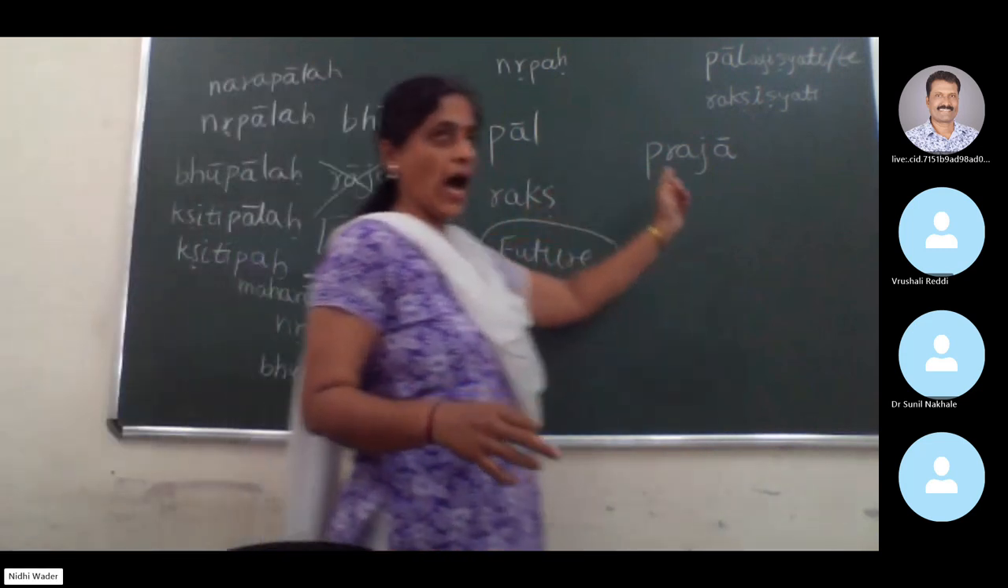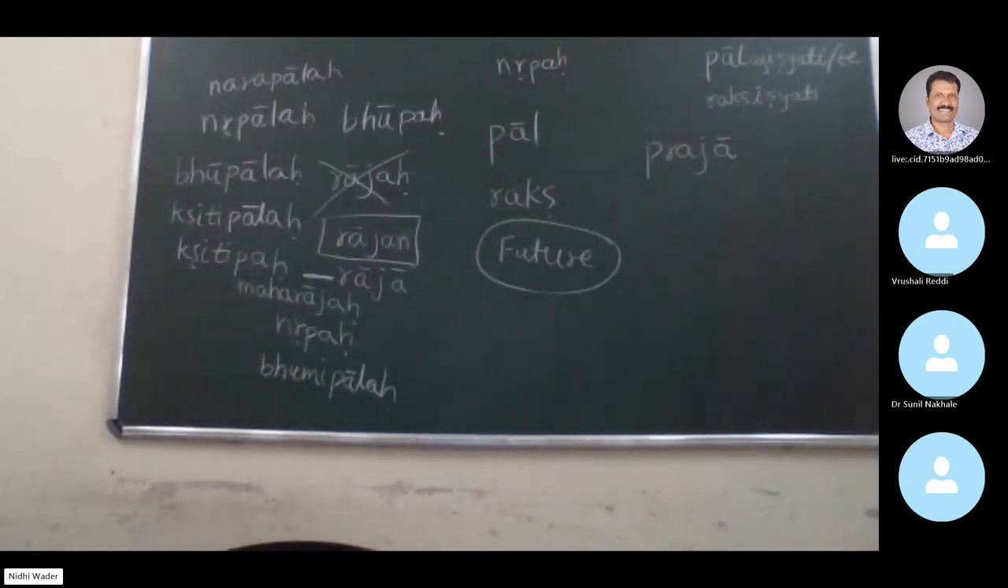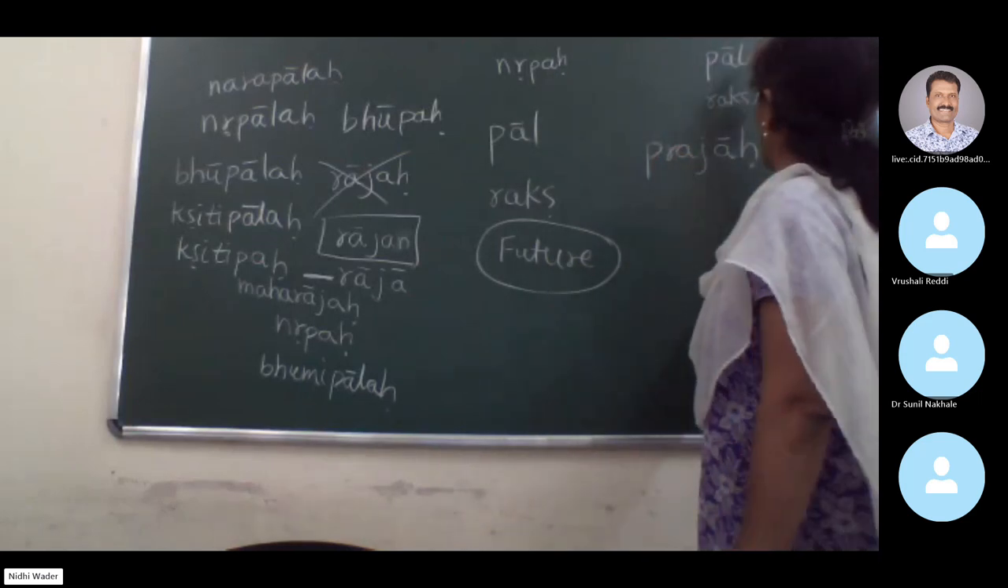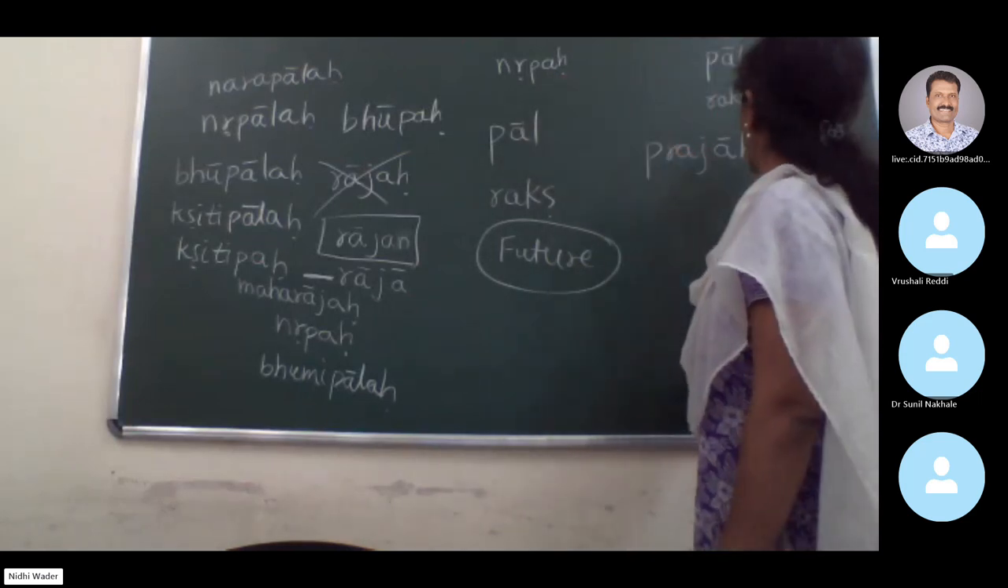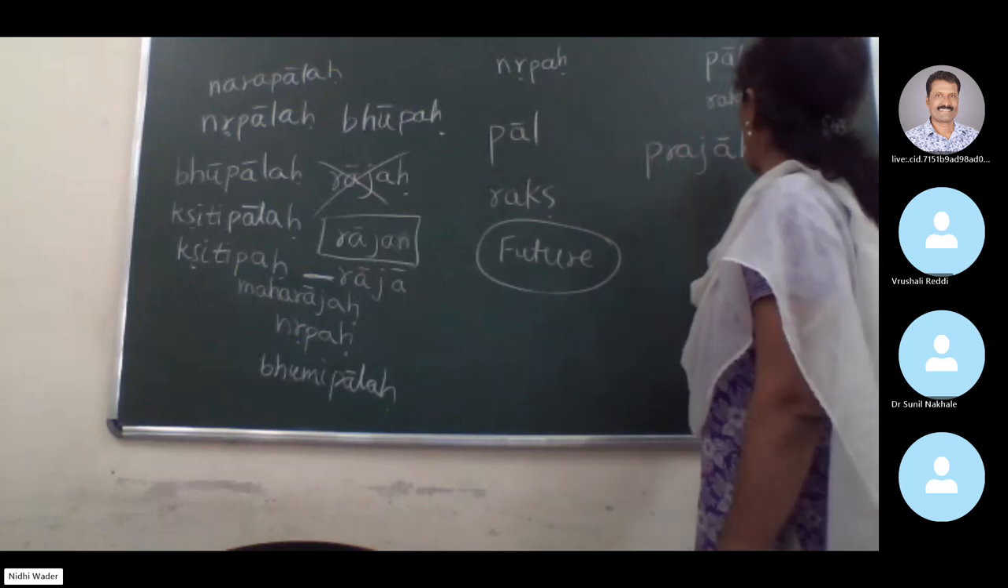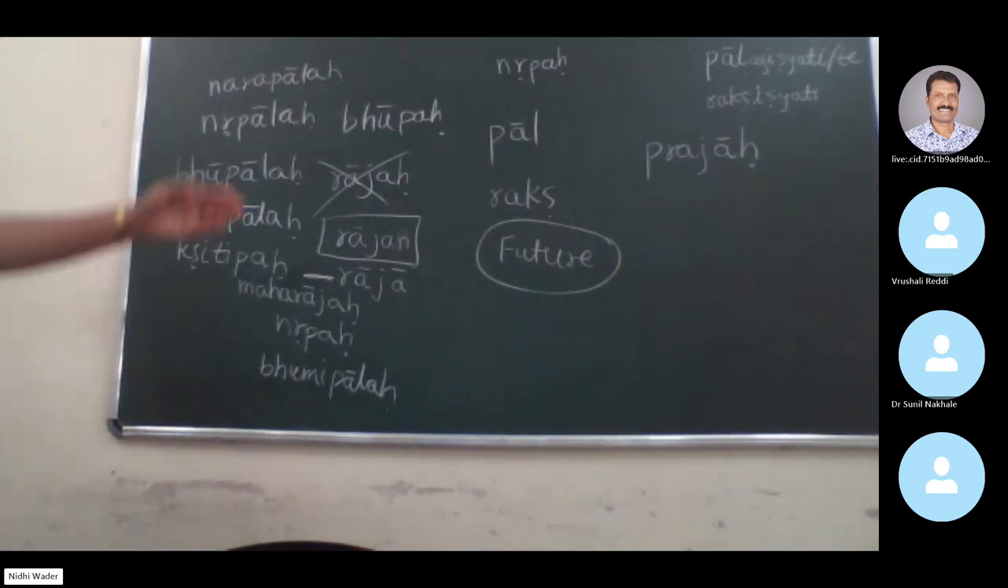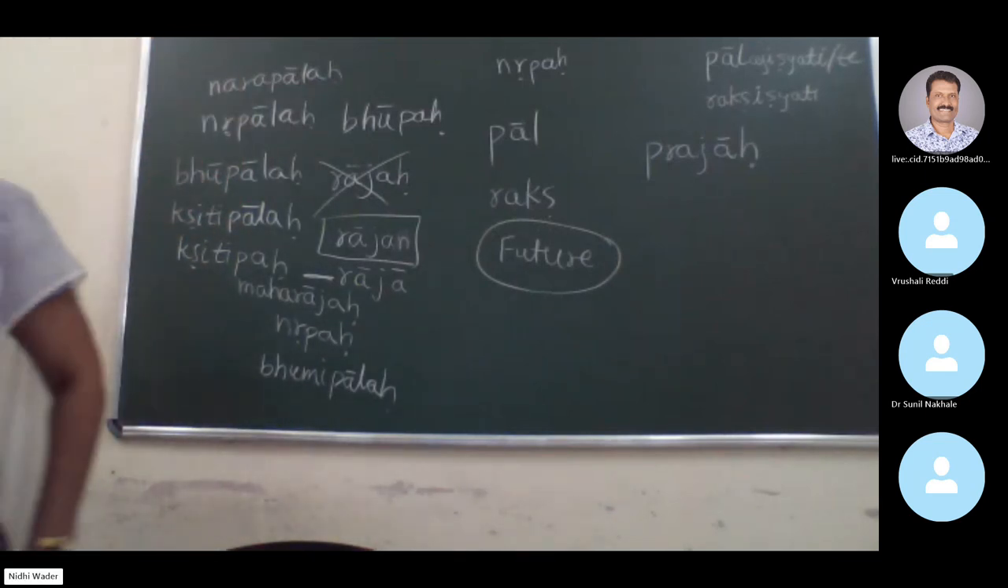So ending in A, plural, but which case do we need? Accusative, because it's the object of the sentence. So what will be ending in A, like Mala or Lata, accusative plural? Yes. So Nrupaha Prajaha Palayishati or Nrupaha Prajaha Palayishate or Nrupaha Prajaha Rakshishati, or any other word from this list which we have made.